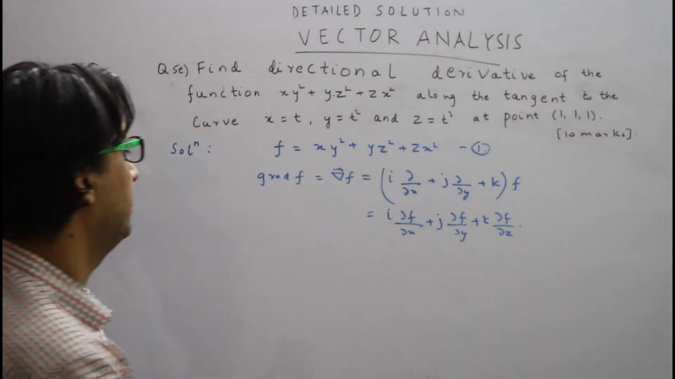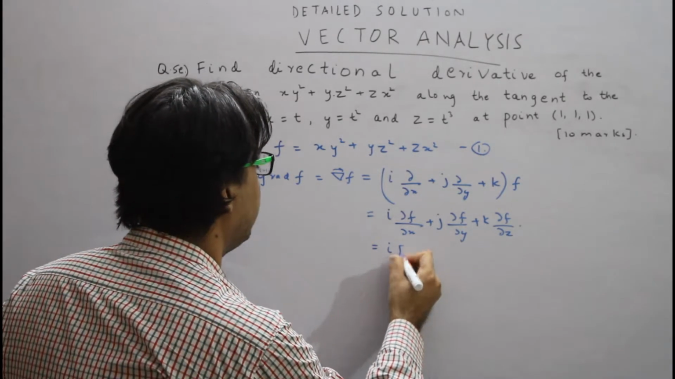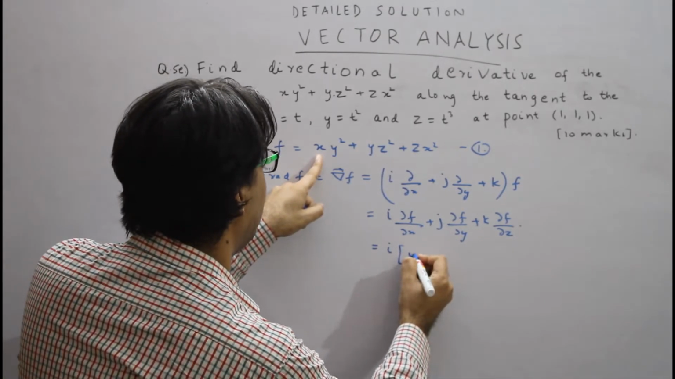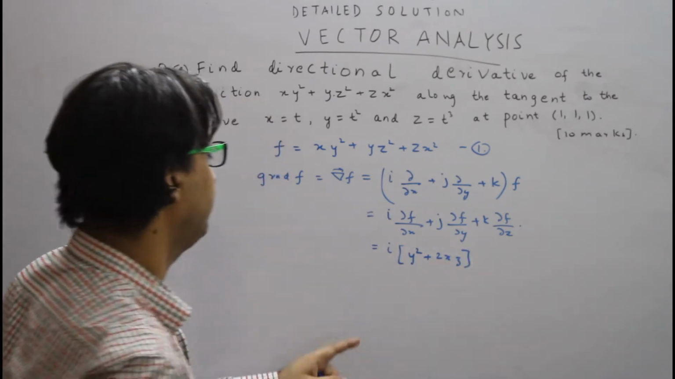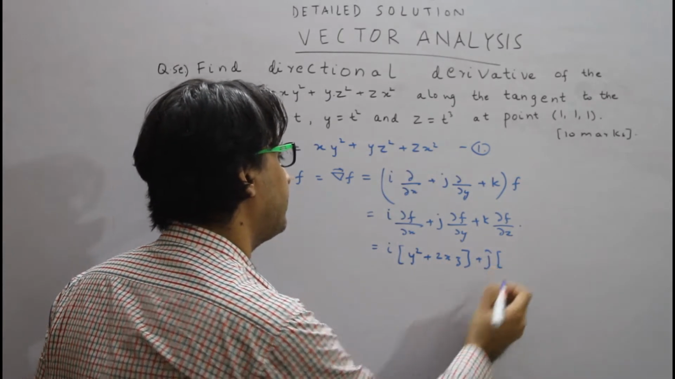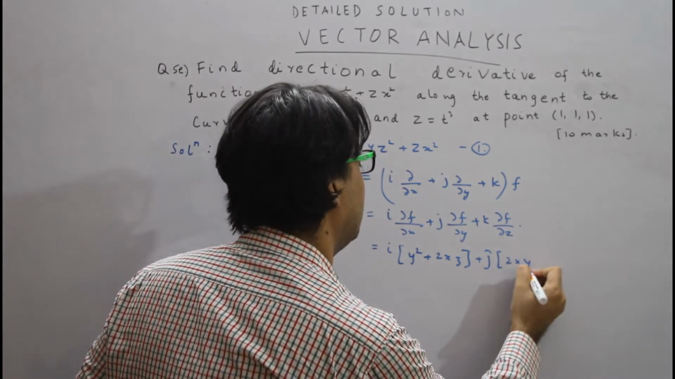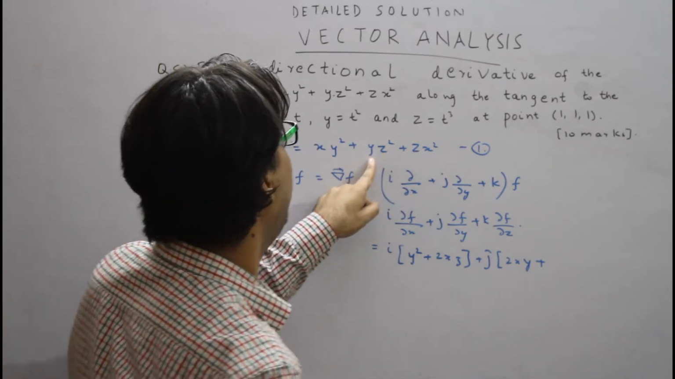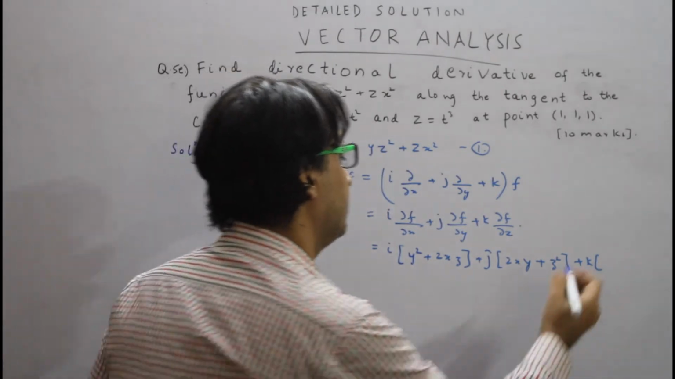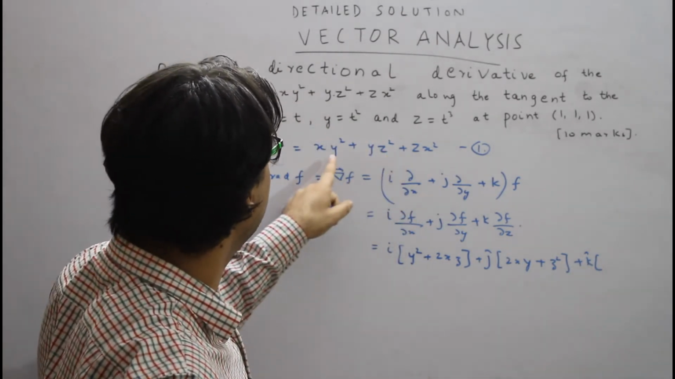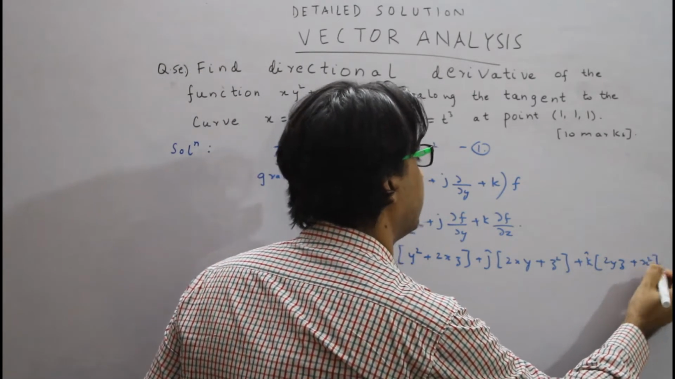Now we will take the partial derivatives. Dou f by dou x is going to be y square plus 2xz, times i. Plus j times, here we are going to get 2xy plus z square. Plus k, the unit vector, times 2yz plus x square.